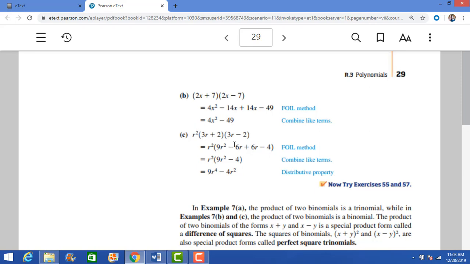And then, of course, here we're going to multiply these two, so we're going to ignore the r squared for a moment and then use the FOIL method to multiply these together. And so we get the first is 9r squared, then the outer, which gives us negative 6r, then the inner gives us positive 6r, and then this gives us a minus 4. And then, of course, these are going to cancel each other out, and we get r squared times 9r squared minus 4, and then we use the distributive property and we get the final answer. Okay.